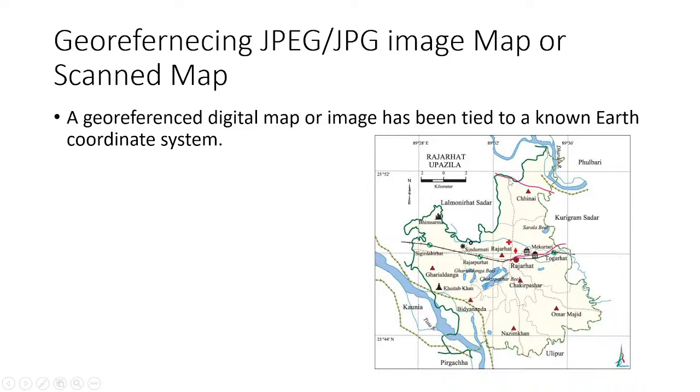Suppose this is the Rajarhat Upazila boundary shapefile, and this is my image. So this image I want to make georeferenced. When I put it on this map, it is put correctly on this map. So now let's talk about how we can easily make the georeference.